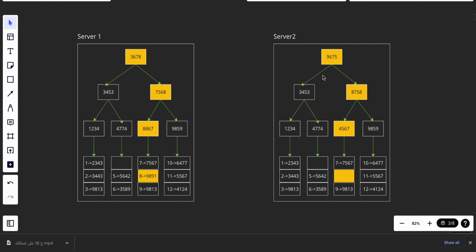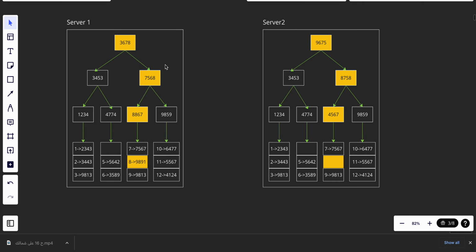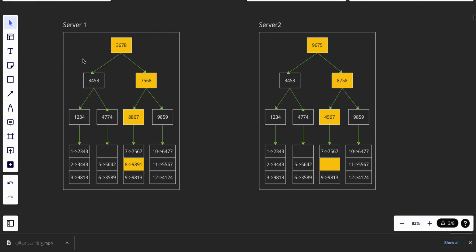When we compare these two Merkle trees, we start by comparing the root hashes. If the root hashes match, like if this root matches this root, that means both servers have the same data. If the root hashes disagree, then the left child hashes are compared to the other left child, and the right children are compared as well. This way, we have the ability to know where the inconsistency lives. So how will that work?